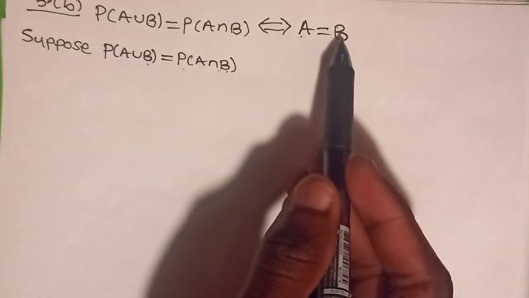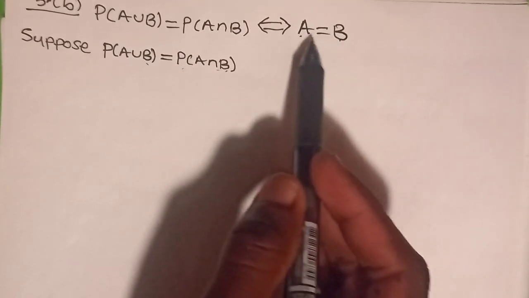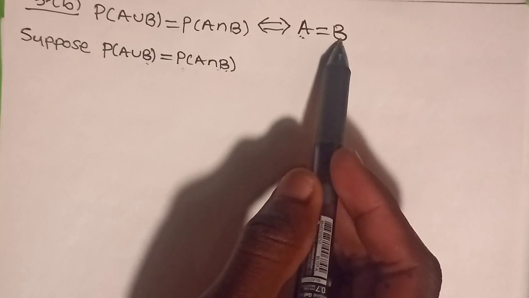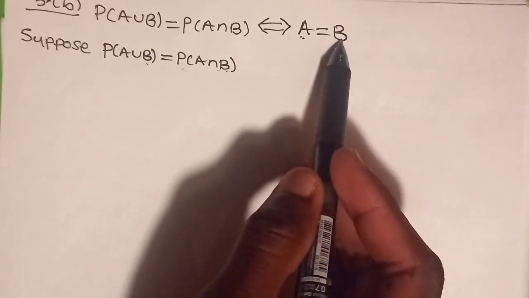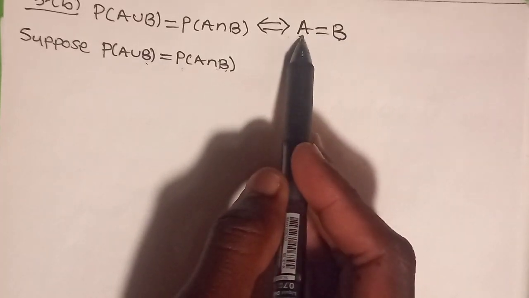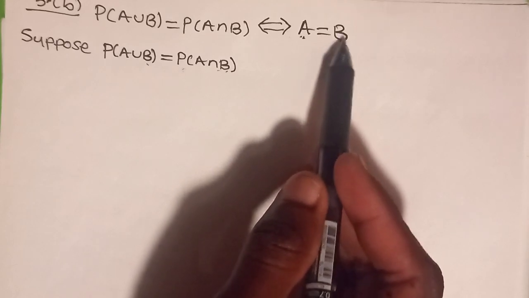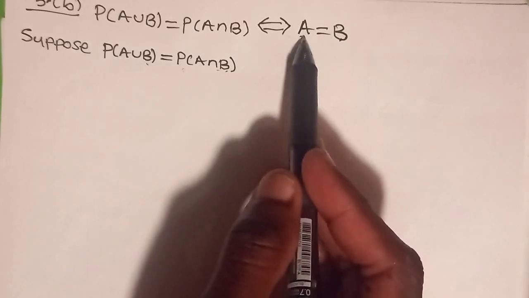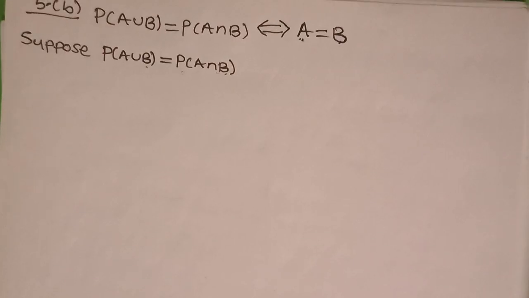We show that X is in B, so we can conclude A is a subset of B. Similarly, we'll let X be in B. We conclude X is in A, so we can show B is a subset of A. That's when we can say A equals B.